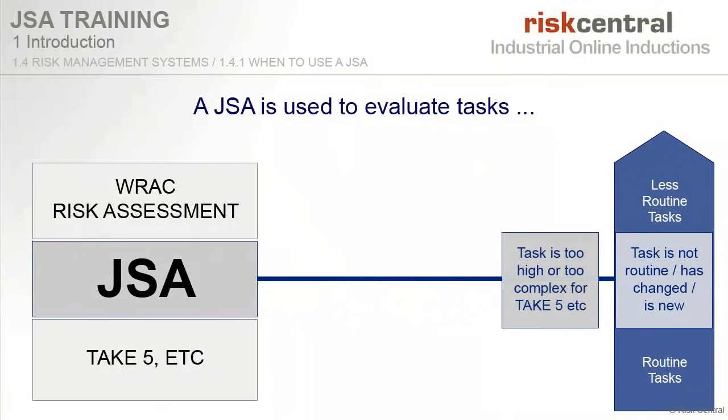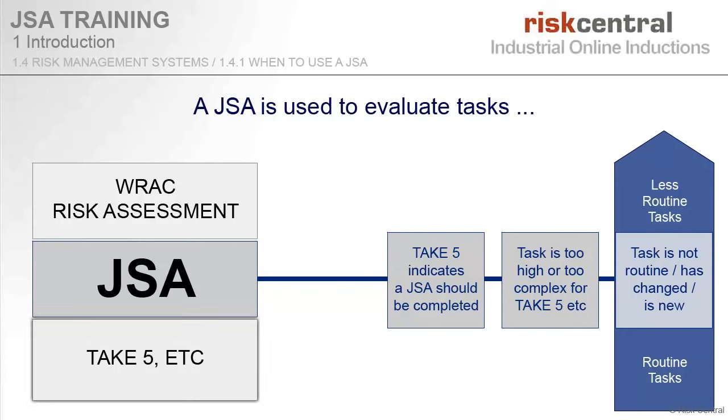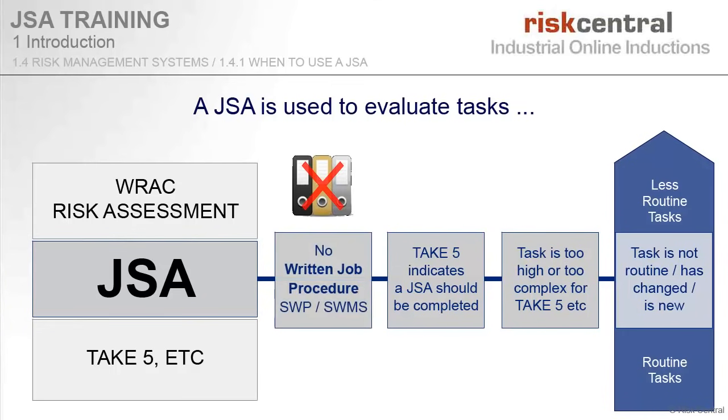Task is too high risk or too complex for individual informal risk awareness tools such as Take 5. An individual risk awareness tool, such as a Take 5, has been completed and it indicates that a JSA be completed. Or task has no written job procedure or standard work instructions, such as safe work plan, safe work method statement, and so on.